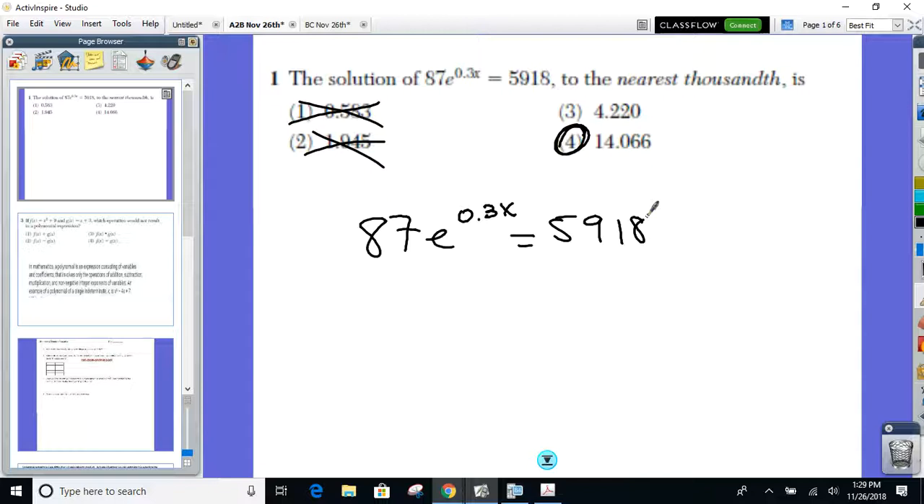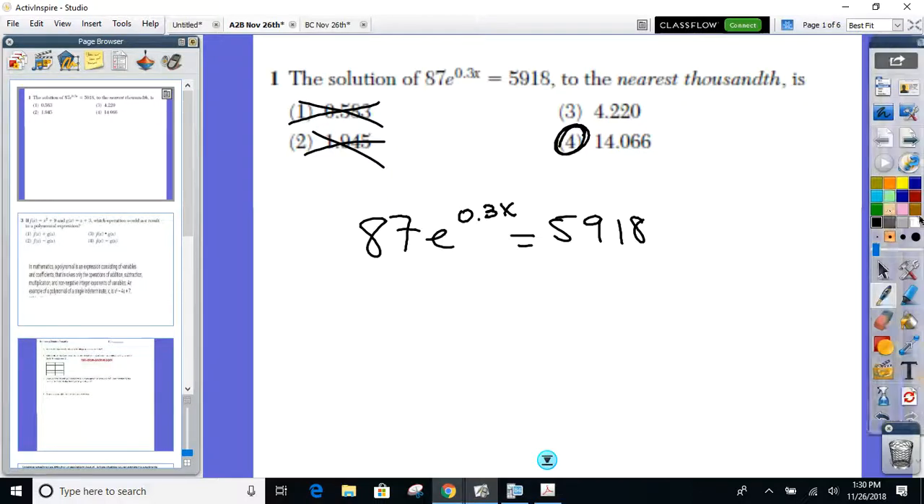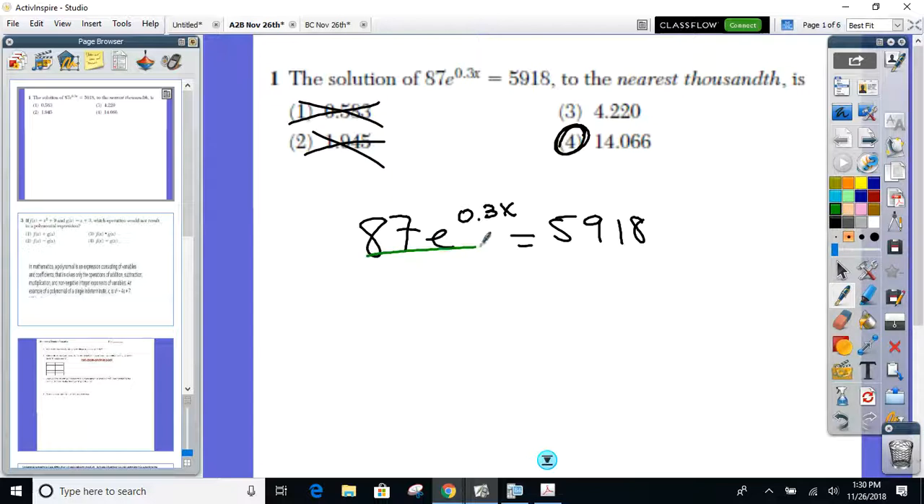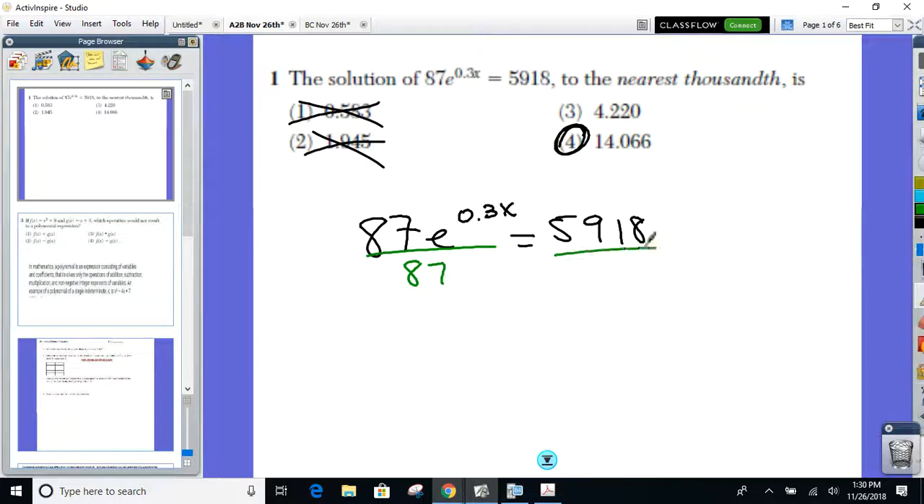So I don't care if you're right or wrong. I'm just proud of you if you take a leap of faith here. What do you think I could get rid of first? Go ahead. You're going to be right. 87, yeah. I want to get the 87 out of there. You're probably going to be right again. How do you think I get it out of there? Yeah, divide. So go ahead, everyone. Divide both sides by 87. That's the first thing I can get out of there.